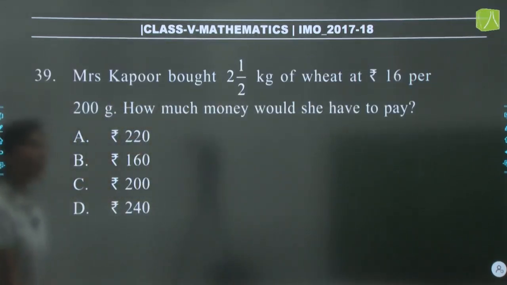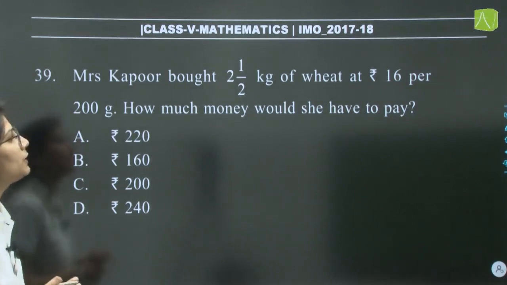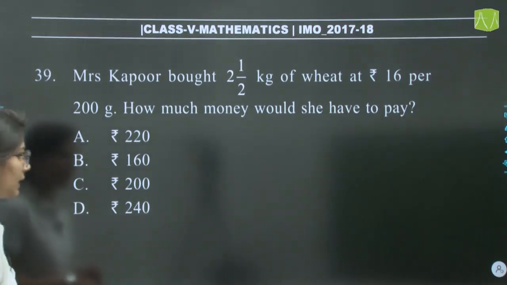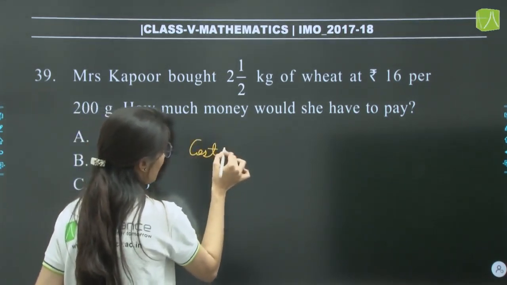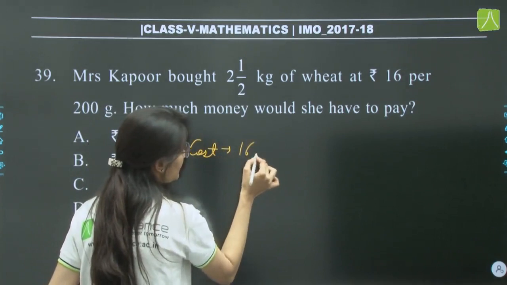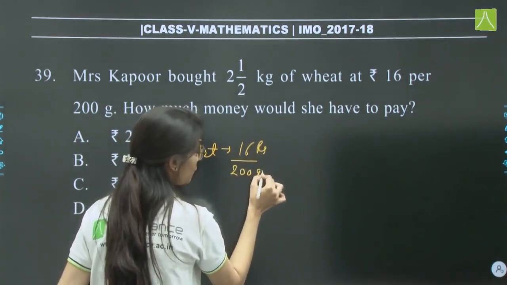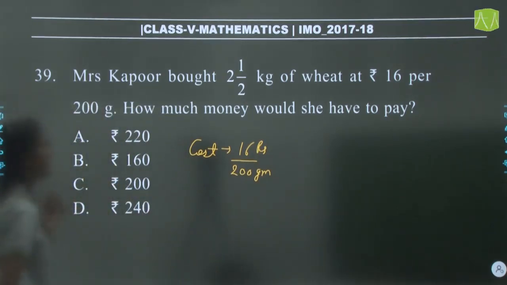Mrs. Kapoor bought 2.5 kg of wheat at rupees 16 per 200 gram. How much money would she have to pay? So we have given that the wheat is at rupees 16 per 200 gram. So we can write the cost as 16 rupees per 200 gram. We need to find out this cost in rupees per kilogram.